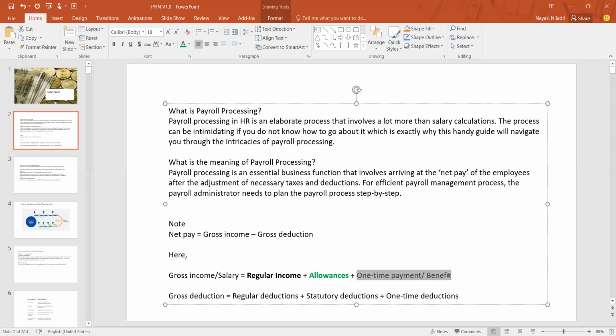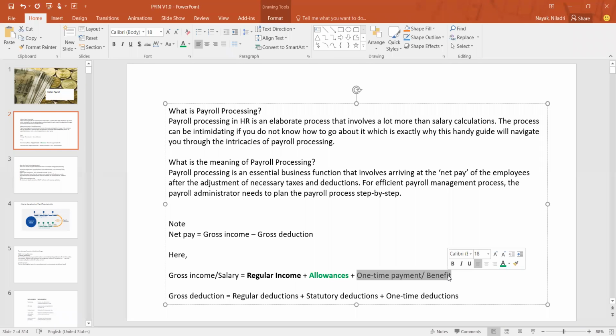What is this? Any guess which info type we generally use for one-time payment or benefit? Which info type do we use in payroll? If you do not remember, I can answer it. There is a specific info type which is used not only for Indian payroll, but for any other country payroll as well.